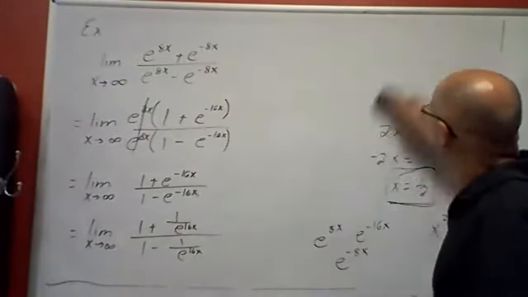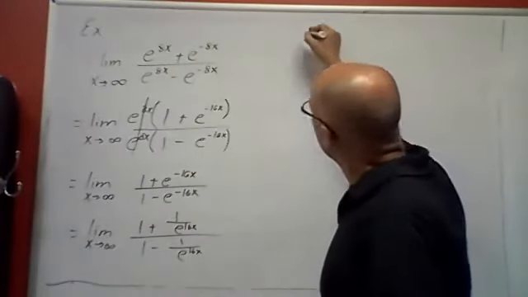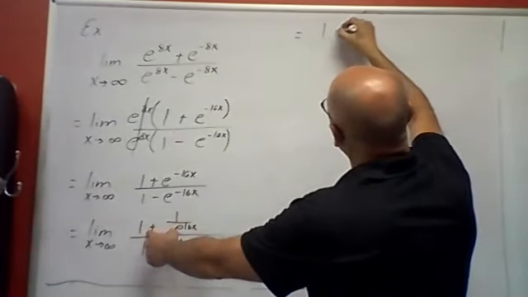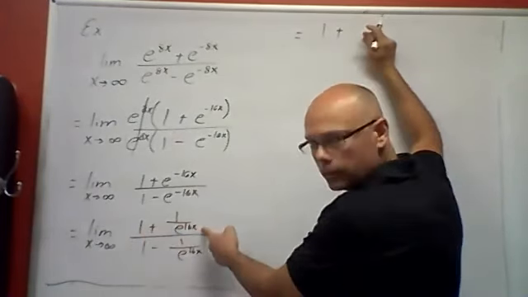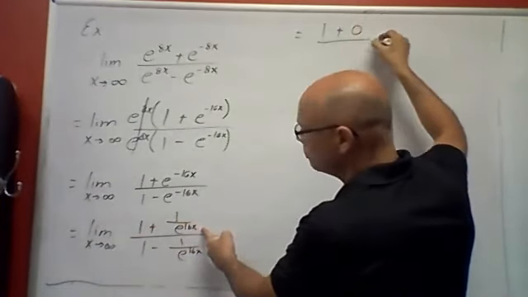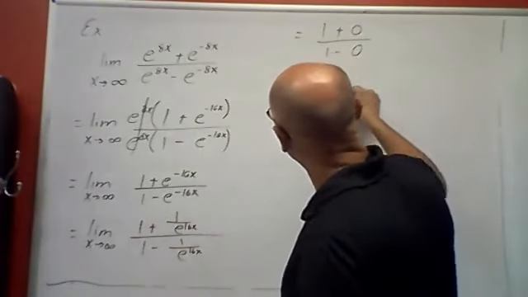Now let's try to evaluate this. See if I get an indeterminate form again. Limit as x approaches infinity of 1 is just 1. How about the limit as x approaches infinity of this? That'll give me 0 over 1 minus 0. Well, what's 1 over 1? 1.